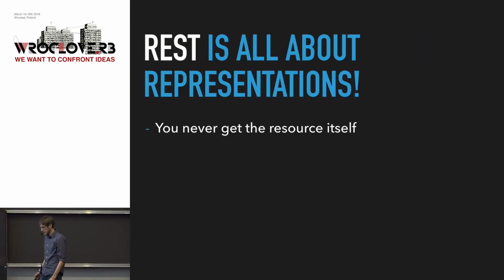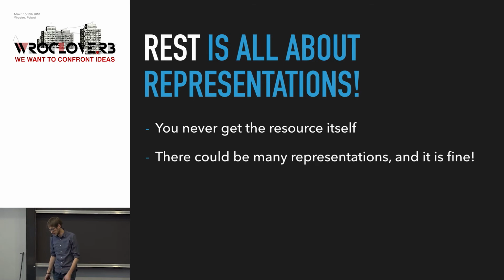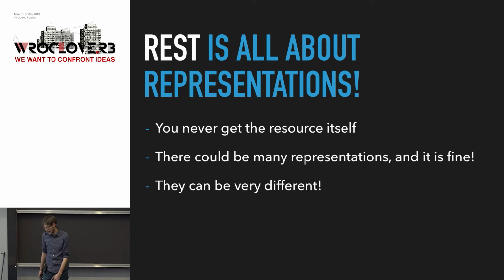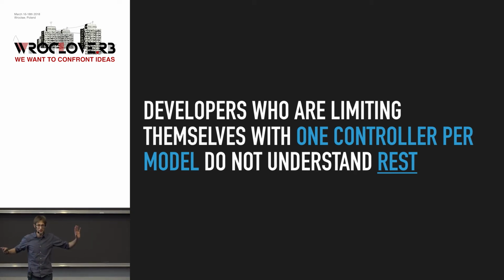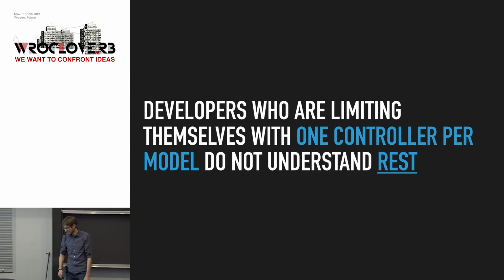REST is all about representations, and you never get the resource itself. All you get is a different representation, and there could be many representations, and this is fine. And they can be very different. So developers who limit themselves to one controller per model simply do not understand Rails. We kind of get the general idea, but when it comes to details, we suck.